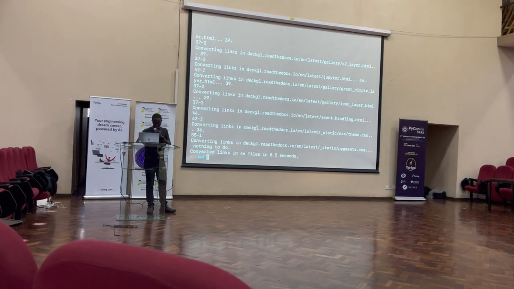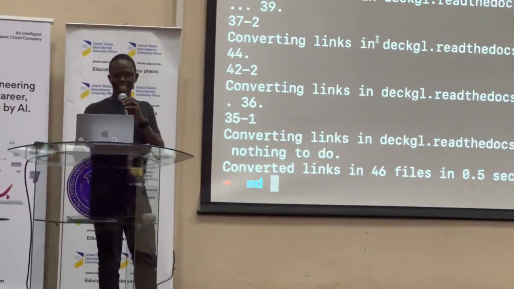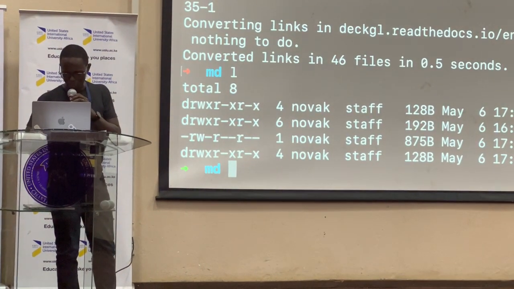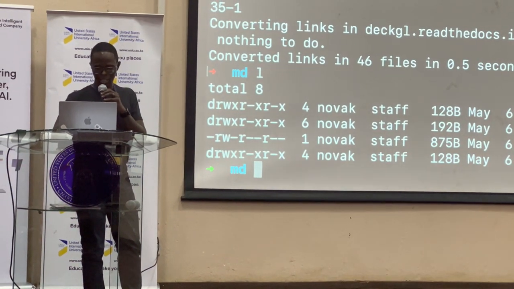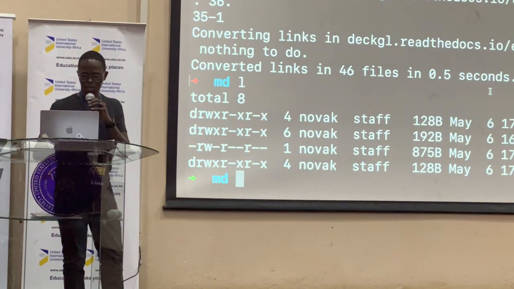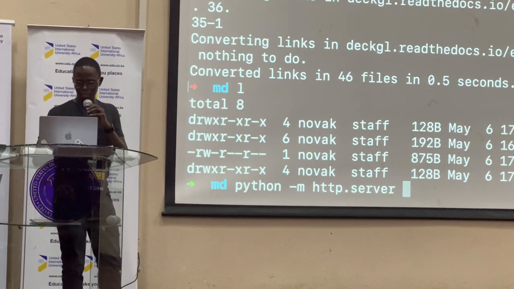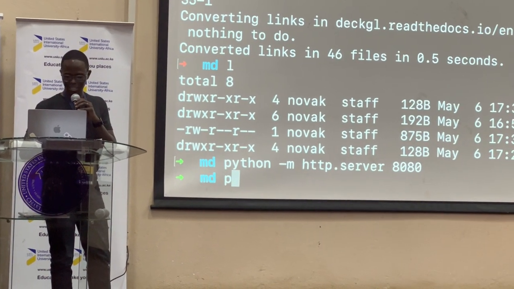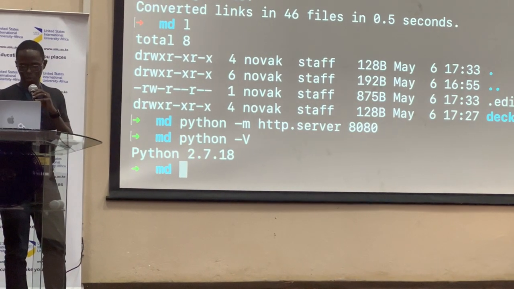Let's see. Yeah, so we downloaded a documentation, this is PyDeck. So to be able to run that, I'll simply use http.server. That's the inbuilt Python server, so you don't need to install anything in case you ever want to have a server. And then maybe I can specify the port. What's happening? Okay. This is Python 2, that's why.